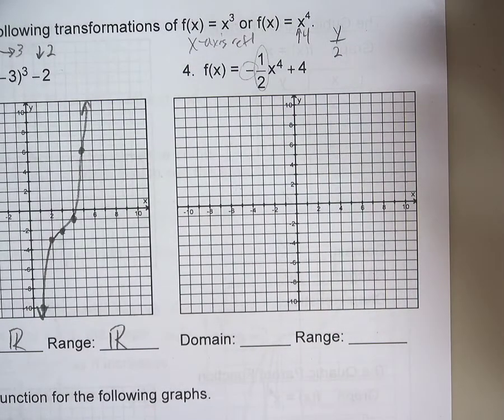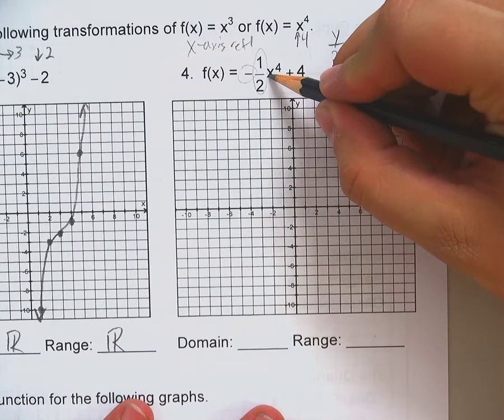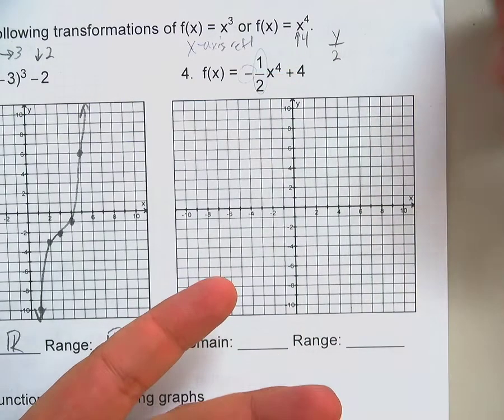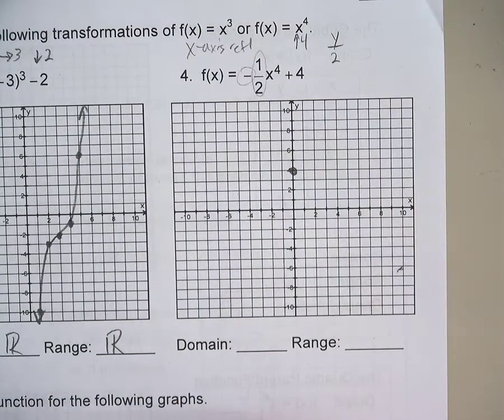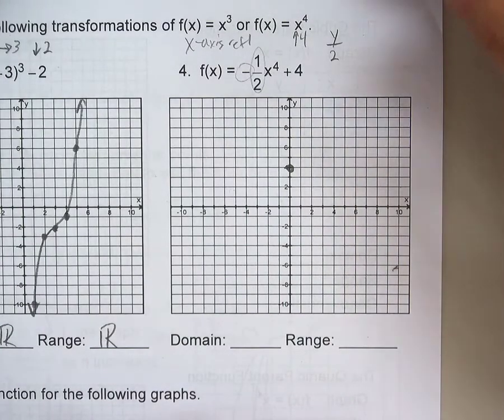Now think about this. If all else fails, pick points and plug them in. Plug in a 0. 0 to the 4th is 0 times a half is 0. Negative 0 is just 0 plus 4. Well, there's your up 4. Again, if you're just absolutely lost, plug in points.